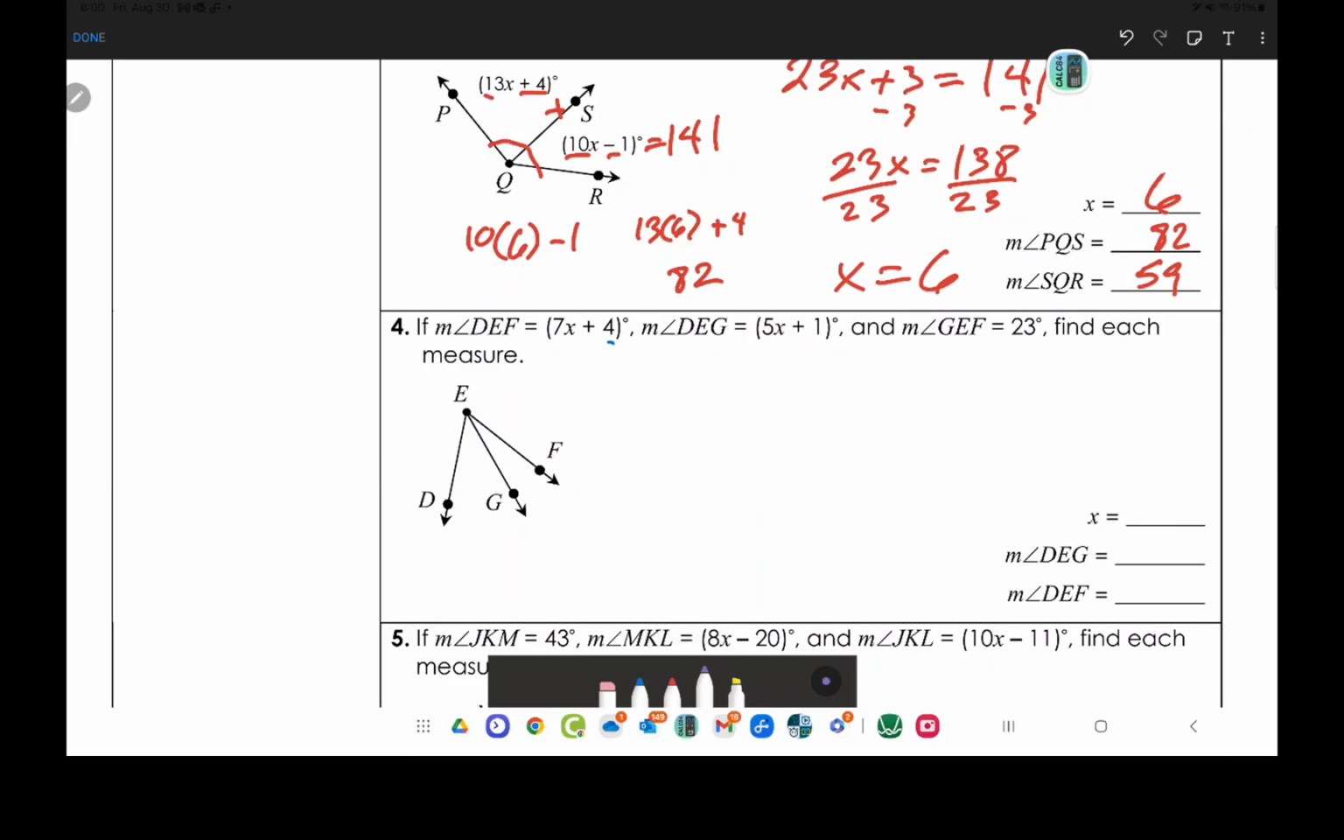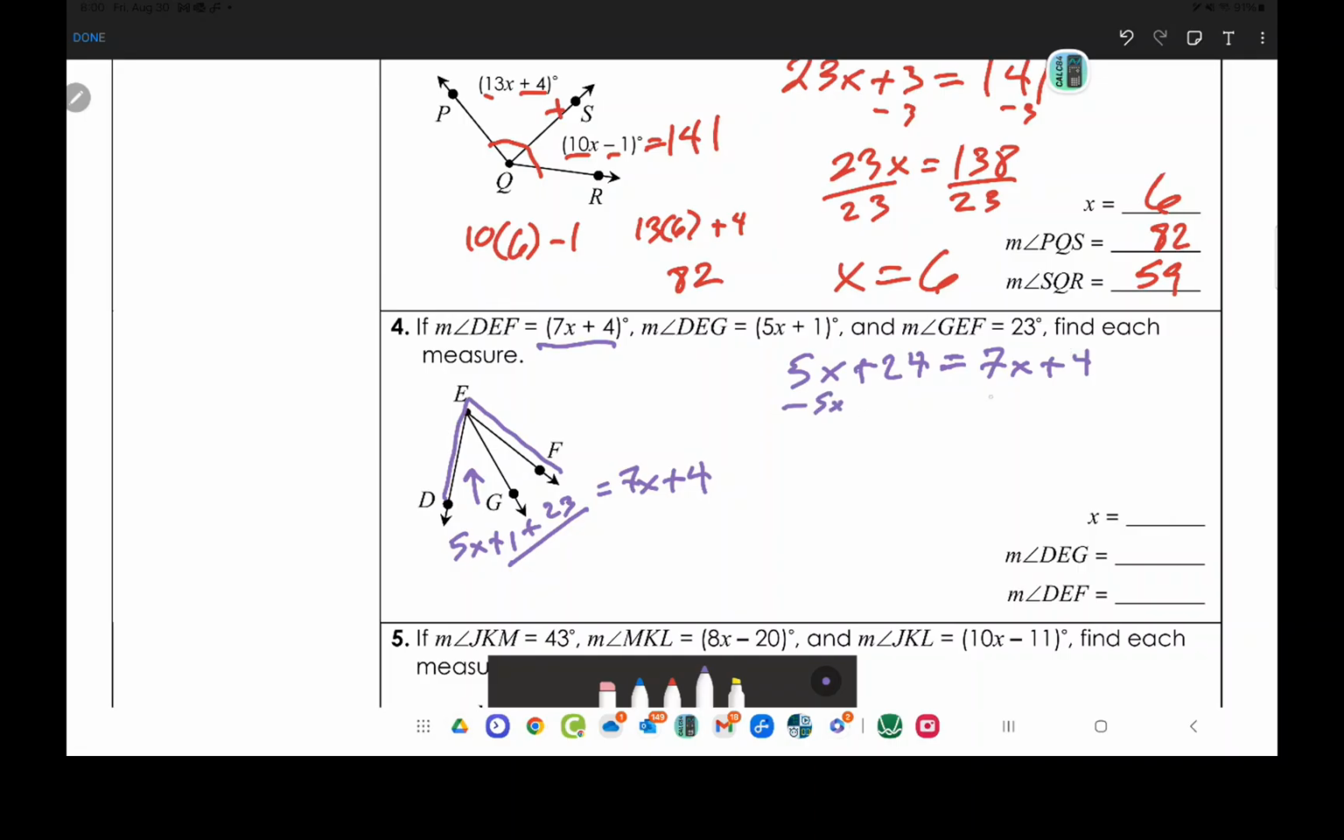Again, we know that DEF, the entire angle, the big angle, is 7x plus 4. DEG, this part of it, is 5x plus 1. And GEF, this part, is just 23. So the sum of those should be 7x plus 4. Combine your like terms: 5x plus 24 equals 7x plus 4.